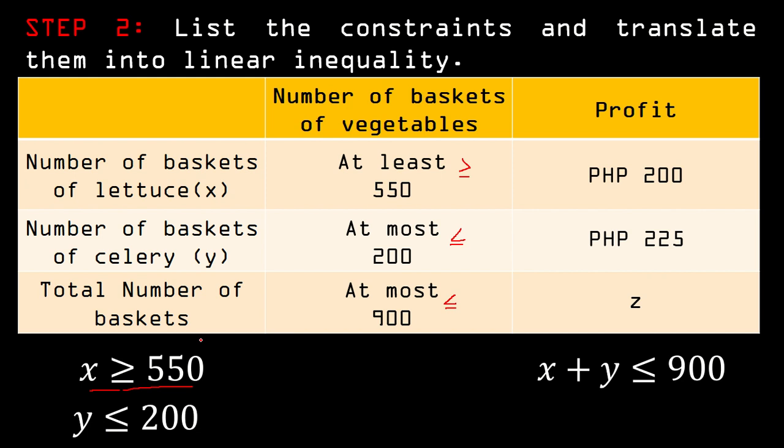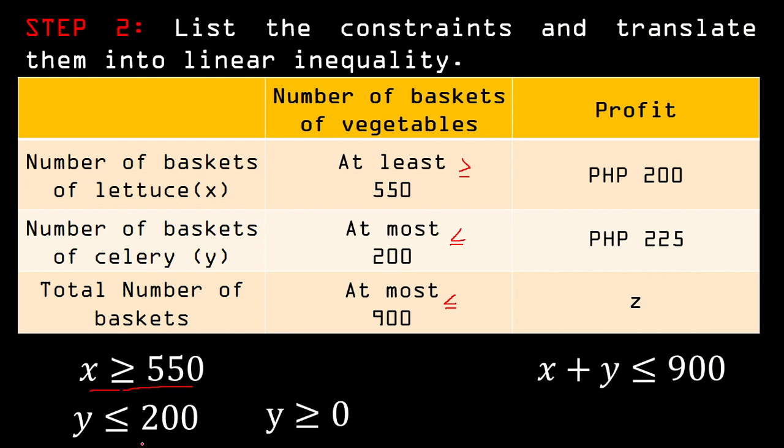Okay? So let's have its limitation, the maximum amount that we can have for the value of x. Since we have here the total number of baskets as at most 900, we can say that the maximum number of x is 900.